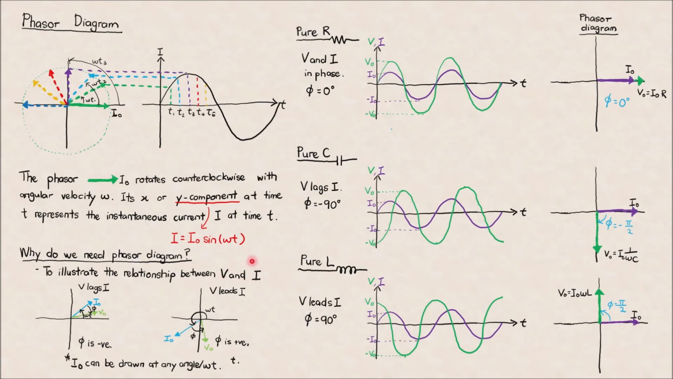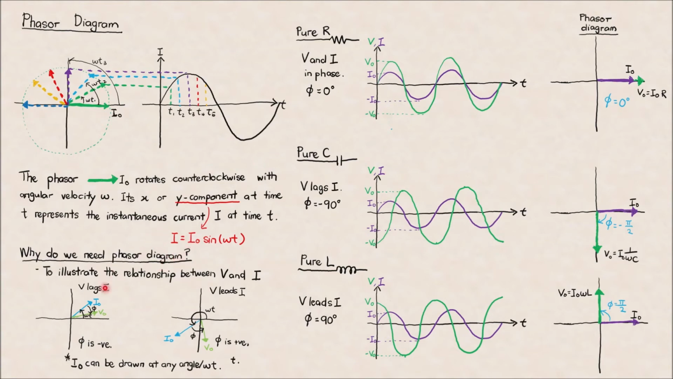Okay, so the key point here is not where I is pointing, whether it's 45 degree or 90 degree or 135 degree. The angle of I or the angle of V is not the main point. The main point of drawing a phasor diagram is to see which is leading which and what is the angle between I naught and V naught. That's the main thing, because you want to investigate the phase relationship.